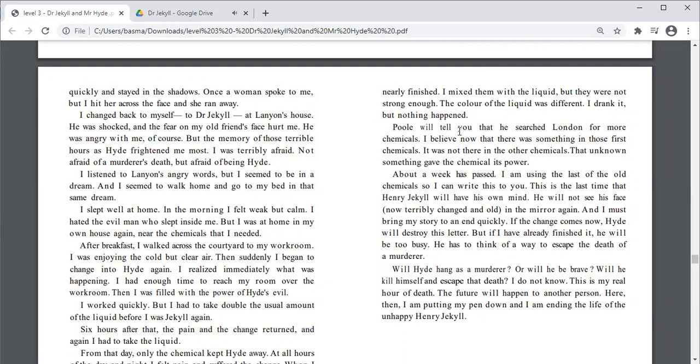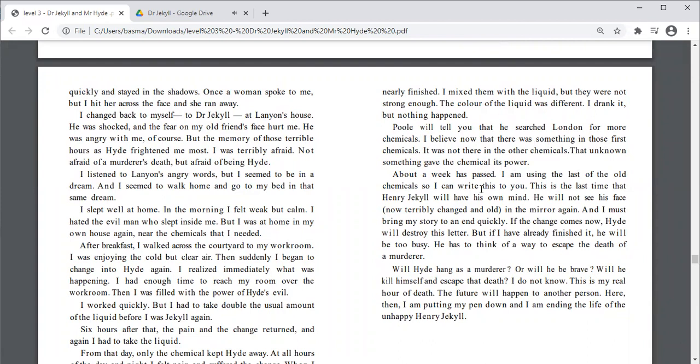Poole will tell you that he searched London for more chemicals. I believe now that there was something in those first chemicals. It was not there in the other chemicals. That unknown something gave the chemical its power.